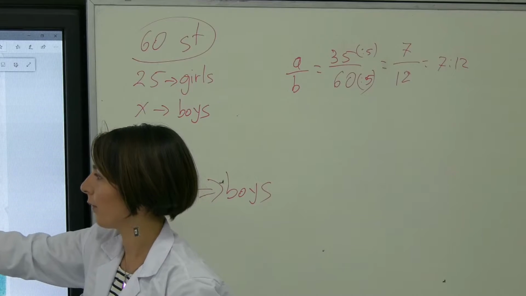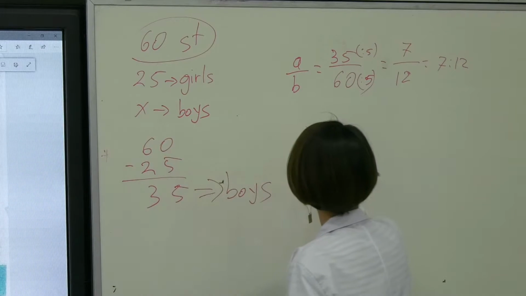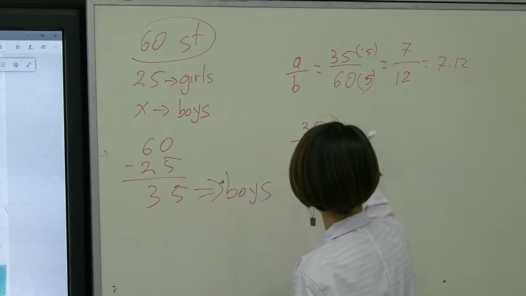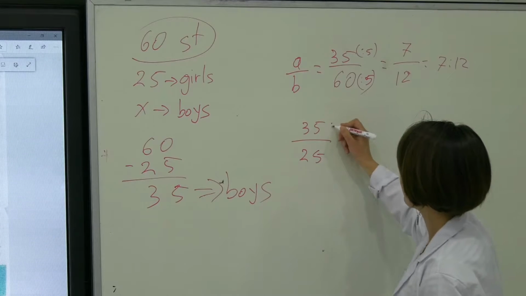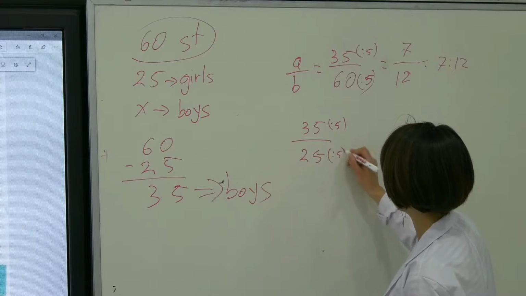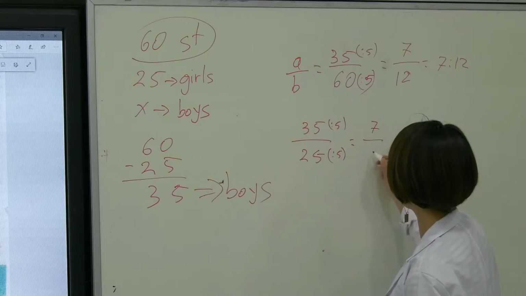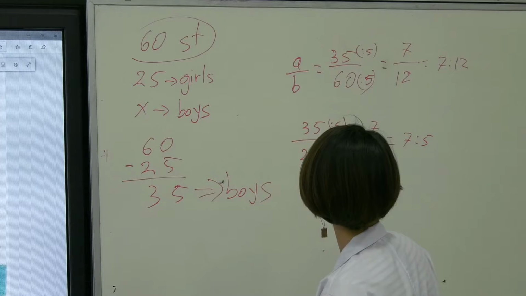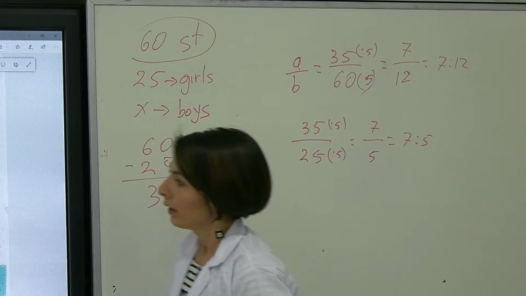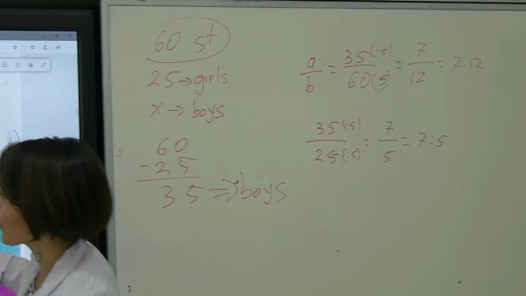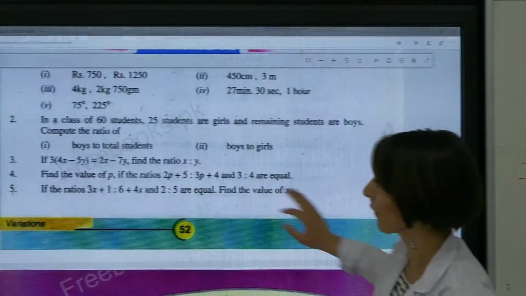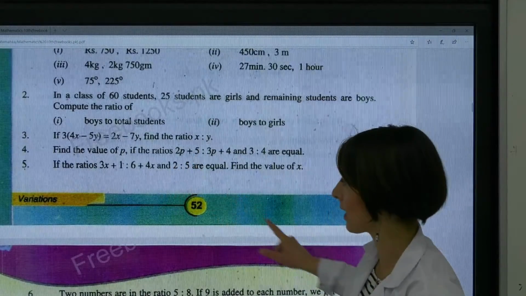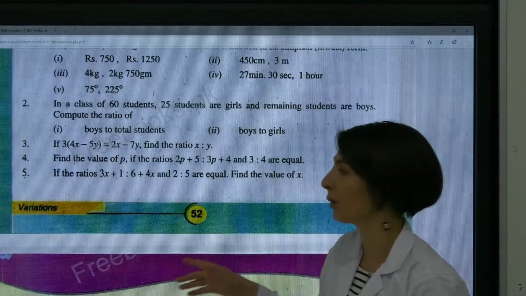So this is my ratio. Another thing is that I should find the ratio of boys to girls. I have 35 boys and 25 girls. So boys to girls, divided by 5, because I want to simplify. I'm going to have 7 over 5, and this is my ratio. Okay? And exercise number 3 is also easy. In exercise number 4, you have to find the p. I'm going to do this exercise, and then the following exercises are kind of similar.